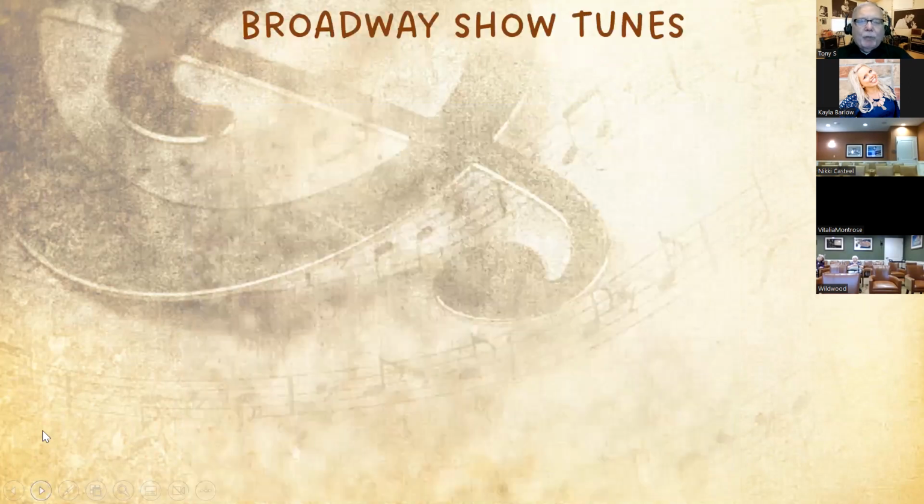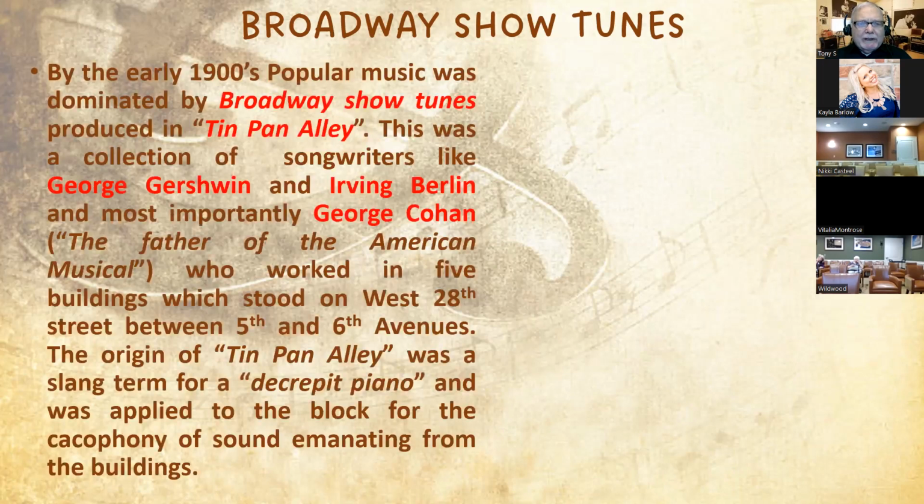Okay, so what happened next? Well, vaudeville went on for some time, but there began to be more of a sophistication about American music. About this time, New York developed what we now know as Broadway, where they began to develop the big theaters and musical productions going on. And the Broadway show tunes became very popular around the turn of the century.